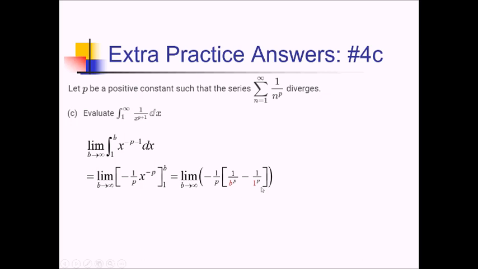And at this point, as b approaches infinity, this first term in here, this 1 over b to the p, is going to 0 because this is bottom heavy. This next term is just going to be 1 over 1. So basically we have negative 1 over p times negative 1 after we apply that limit. And this just multiplies out to 1 over p, which is our final answer.